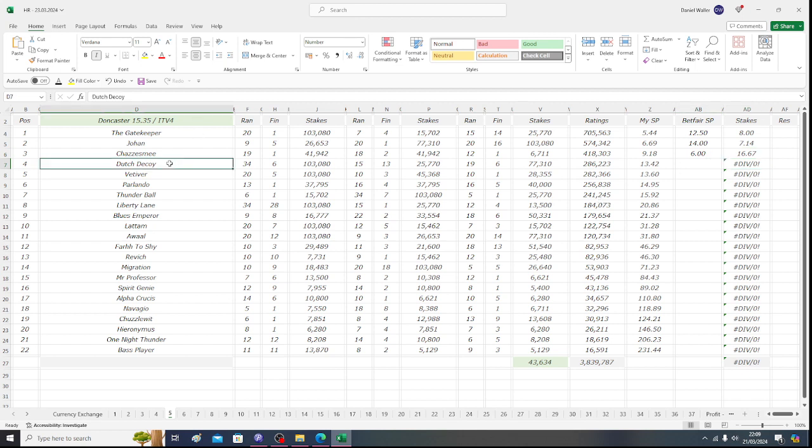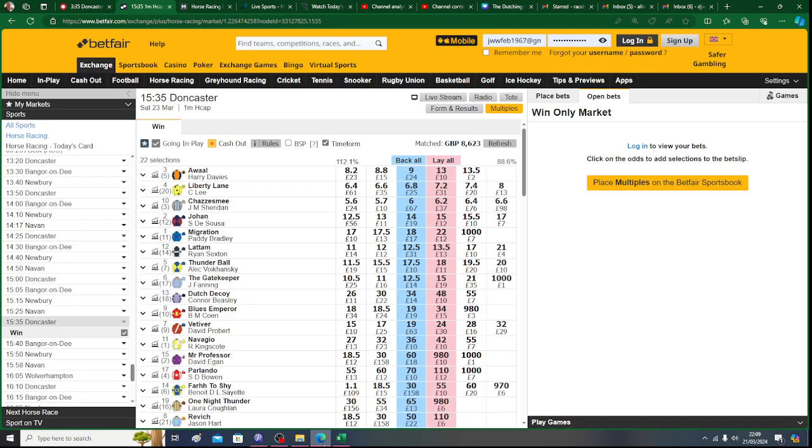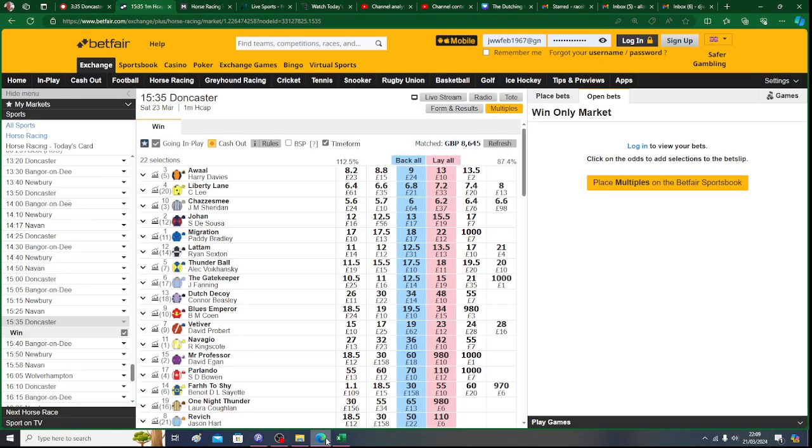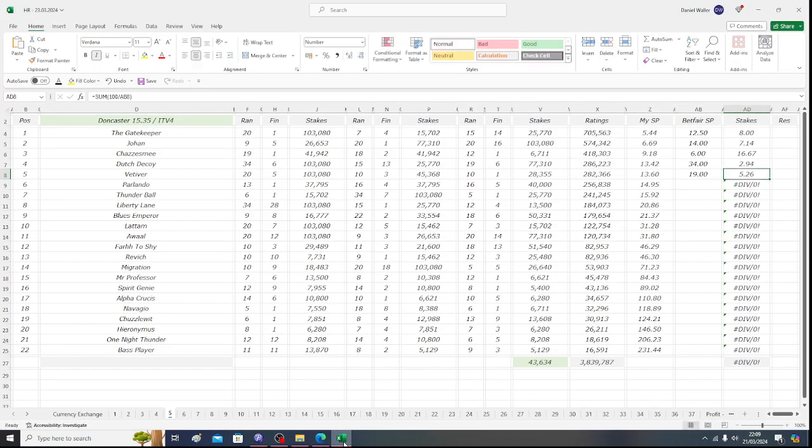But one I do like is Dutch Decoy. I liked this horse a lot last season, but it didn't do well for me. But Dutch Decoy is currently trading at 34, and stakes of £2.94 would return £100. Vetiva, this is my fifth selection, and Vetiva at the moment is currently trading at 19. So this would require stakes of £5.26 to return £100. I just want to see what the stake is so far. £40 and a penny. We've got £9.99 left.